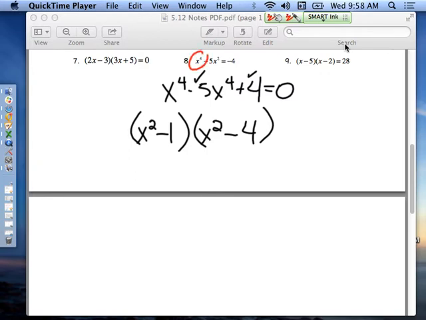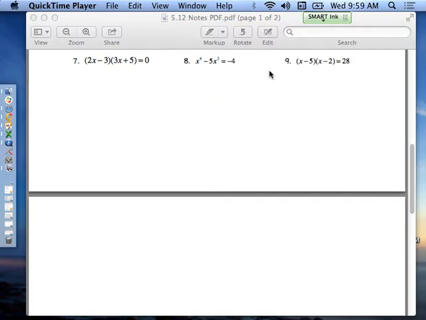I'm starting with a degree 4 polynomial, so that means that my solution set could contain at most 4 solutions. And this does, and I will let you factor this on your own. And then let's look at number 9. So number 9, a few things going on. It's not set equal to 0, so I can't just subtract 28 from both sides in the state that it's in. So let's multiply the factors that we have.